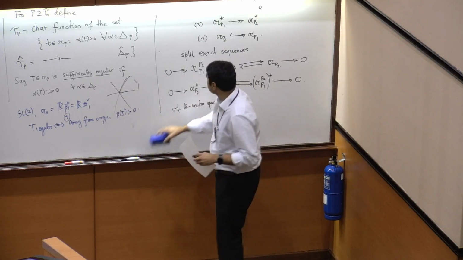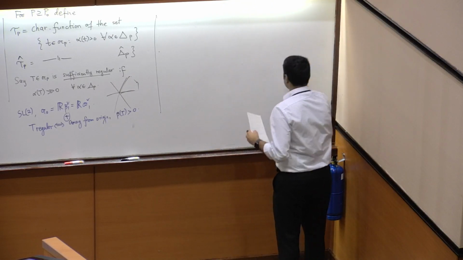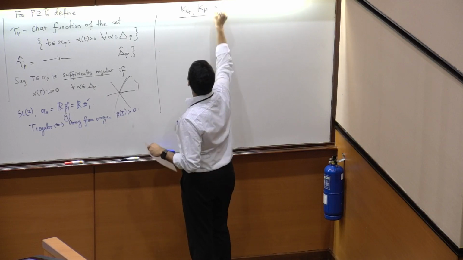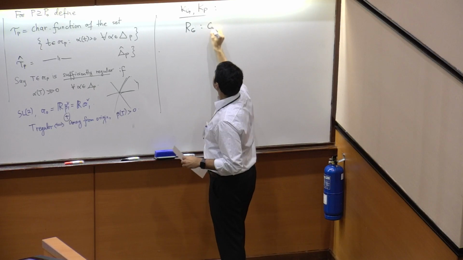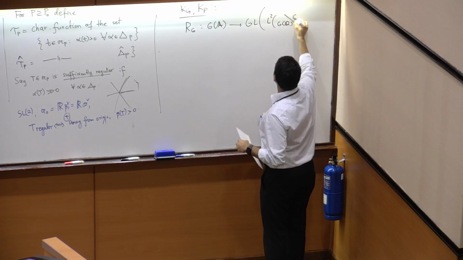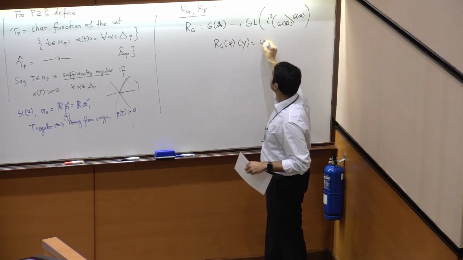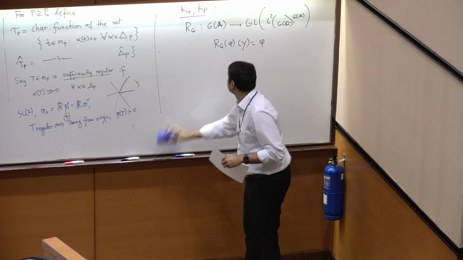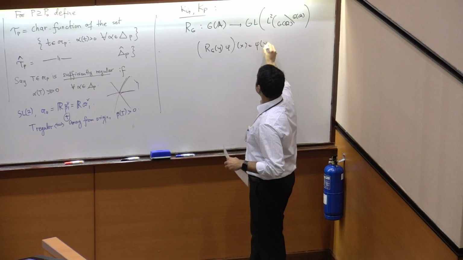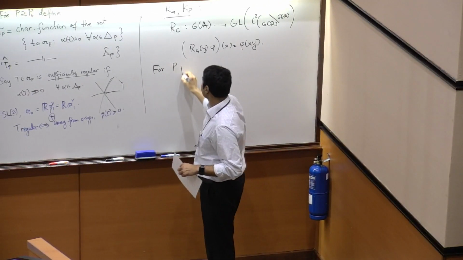So let me define the kernel now. Kernel of the representation. So Kp, Kg, Kp. Let me define these objects. So you have Rg, the representation of G_A on the L2 space of G_Q mod G_A, it doesn't matter. So this is Rg of y applied to phi evaluated at x, which is phi of xy. And similarly for any parabolic p, maybe not standard.